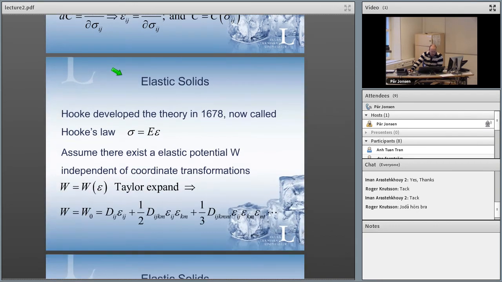So how about elastic solids then? Actually, this theory was developed by Hooke quite early, in 1678, and it's called Hooke's law. Everyone knows that from fundamental solid mechanics courses. And you have a relation between the stresses and the strain. And the thing that keeps it together is the elastic modulus. But if we then assume that there exists an elastic potential, W, which we know is the elastic strain energy, it should be independent of the coordinate transformation. It's the same all over the system. Doesn't matter how you rotate your system.